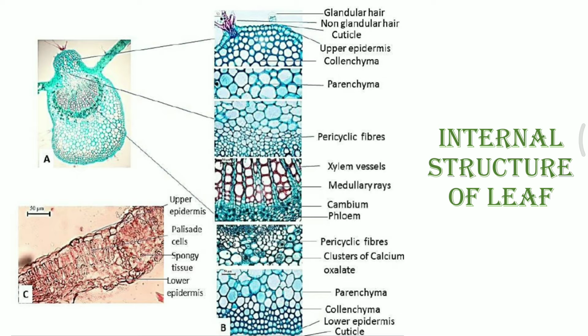Epidermis and lower epidermis is also protective in nature. Inside is presence of collenchyma cells on both the sides, and parenchyma cells. These are made up of living cells, and inside to it are pericyclic fibers. The upper side has presence of pericyclic fibers, whereas the lower side has presence of calcium oxalate. These calcium oxalate rich cells can be seen in case of nerium leaf or any kind of xerophytic leaf.